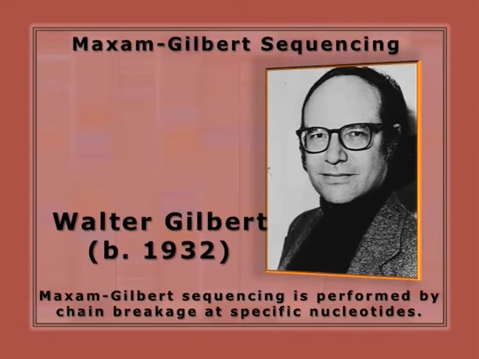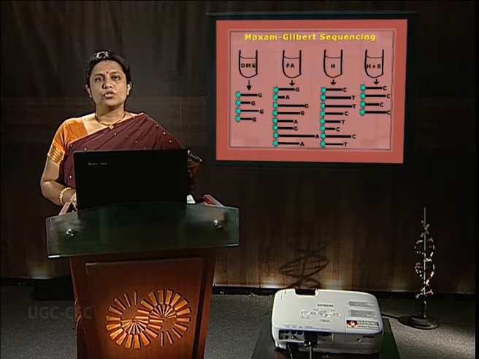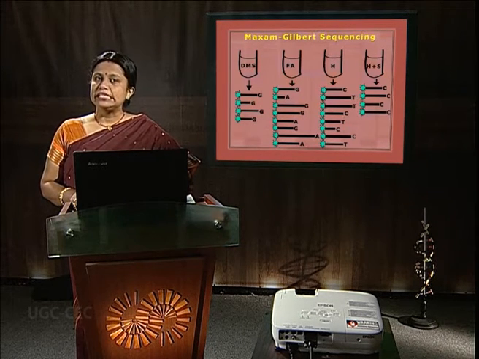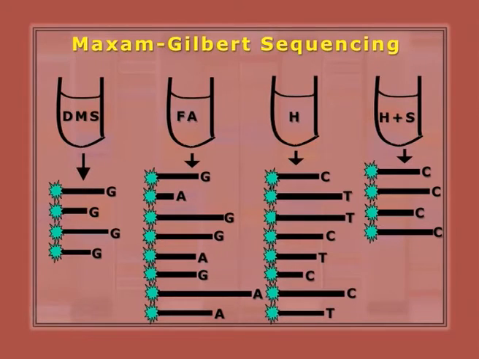So let's start with Maxam-Gilbert sequencing. Walter Gilbert and Maxam were the two brains behind the development of this technology. It is based on the principle that certain chemical compounds are used to chop up the DNA at a specific nucleotide. For example, there are certain chemicals that will cleave the DNA at the purine residues, specifically at adenine, or some of them will be cleaving at adenine plus guanine.